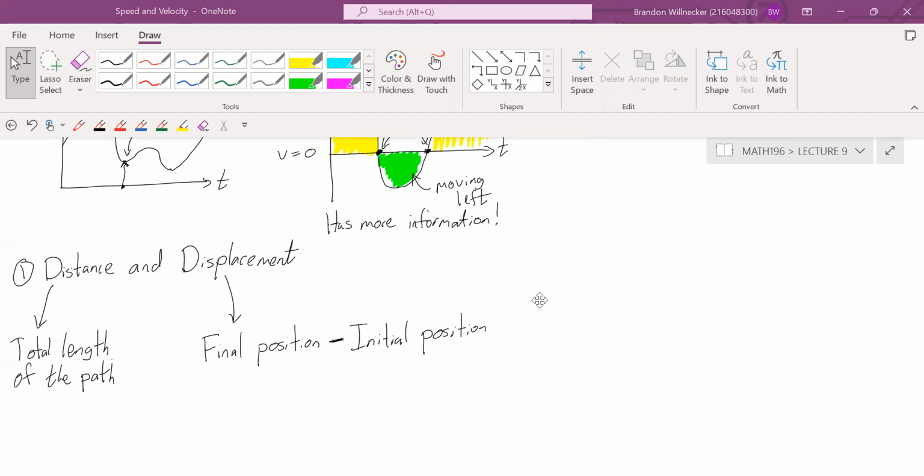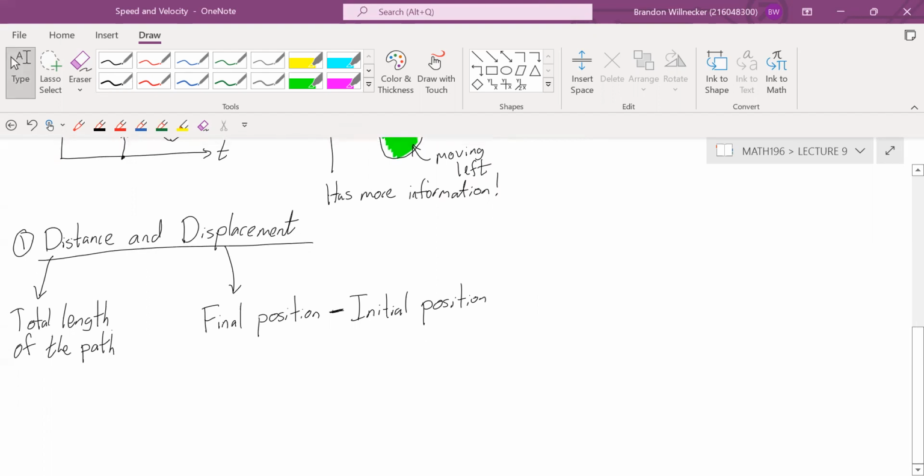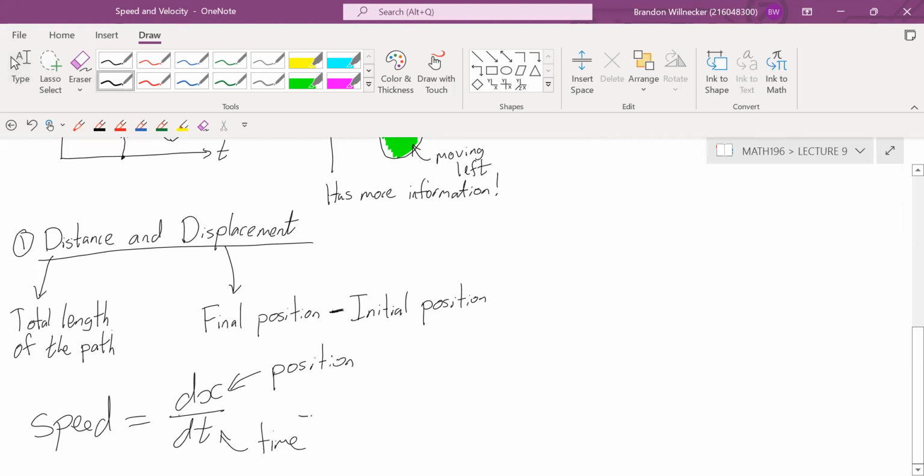Okay, so let's look, how do we find this distance and displacement? In both cases, we begin with the definition for speed. Remember, speed is the rate of change of distance. So we write that as dx by dt. So x, that is your position, and t, that's of course time. We could also write this as x prime of t. Okay, so that's your speed. So we see that speed is a derivative.